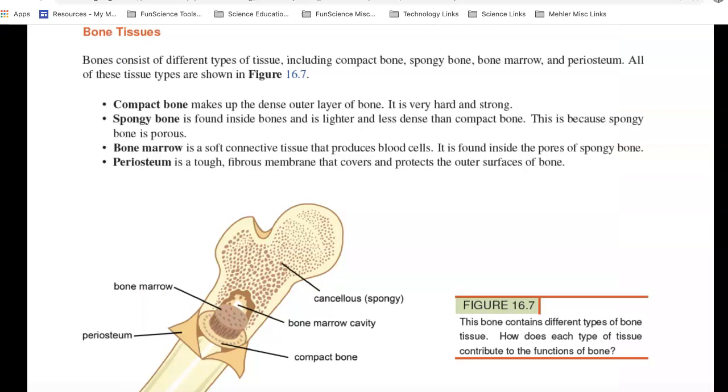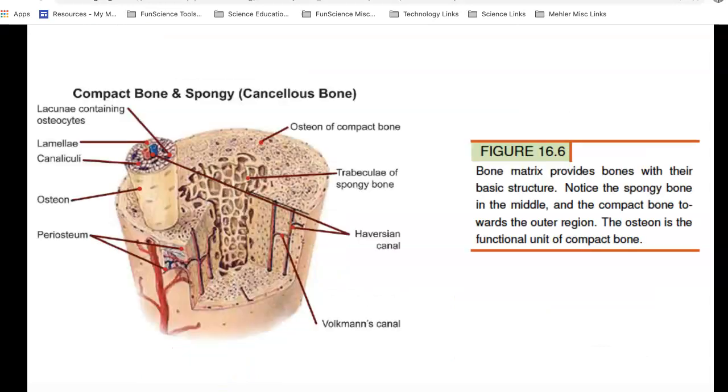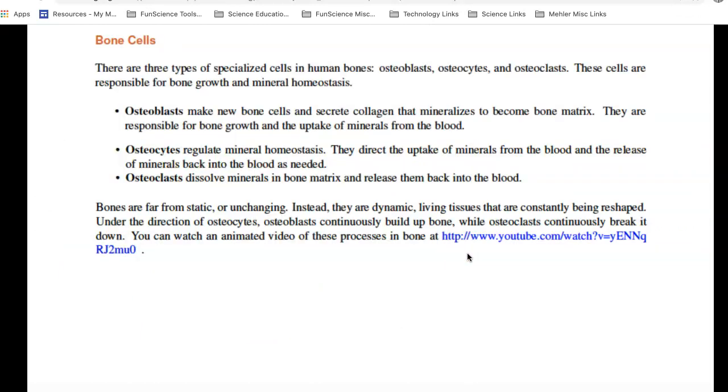Let's talk a little bit about bones. You have four types of bone tissue. There's compact bone, spongy bone, bone marrow, which is producing all of our red blood cells, and periosteum, which is a tough fibrous membrane. Here's a better look, an illustration of bone matrix and all of the parts that are in there. Now for the quiz, I'm not going to ask these terms, but I do want you to see the complexity of compact and spongy bone. There are a few types of specialized cells in your bone.